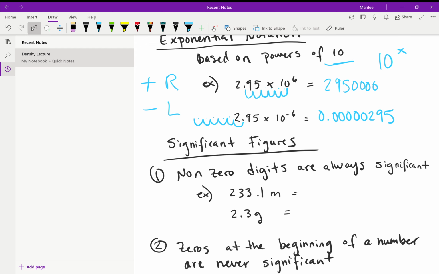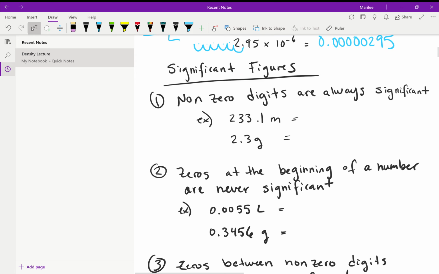In chemistry, we use significant figures. So it's very important for you to understand significant figures. We have a couple of rules. I'm going to go over each rule. I think it's 6 or 7 rules. So rule number 1, non-zero digits are always significant. So anything that's not a zero is significant. For example, we have 233.1. So we have 1, 2, 3, 4 non-zeros here. That will be 4 significant figures. Here we have 2.3 grams. That's 2 non-zeros, 2 significant figures.